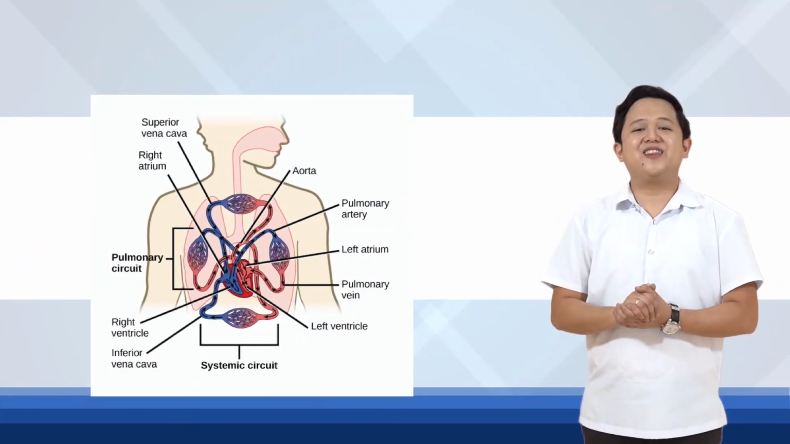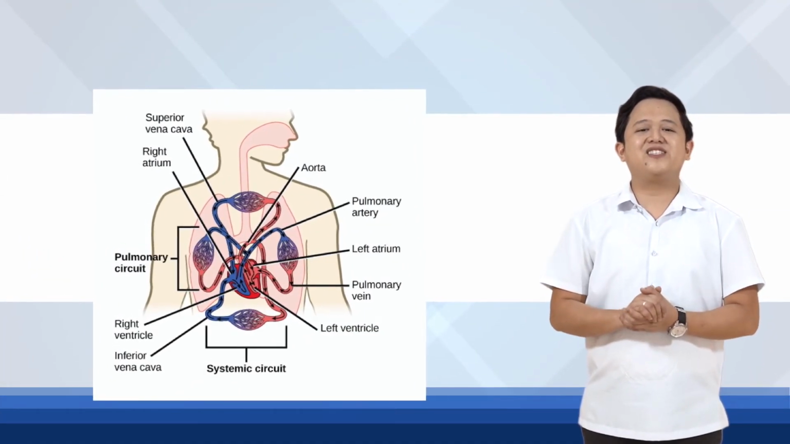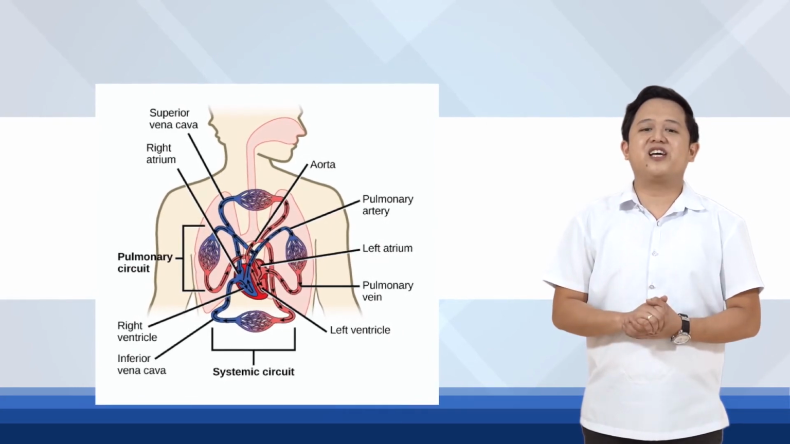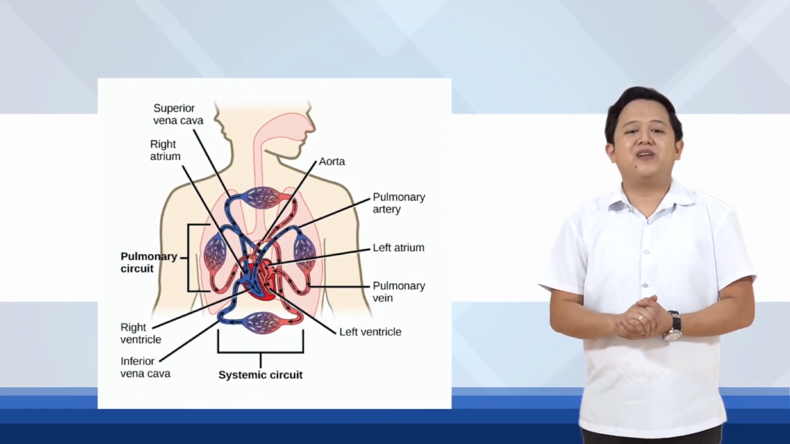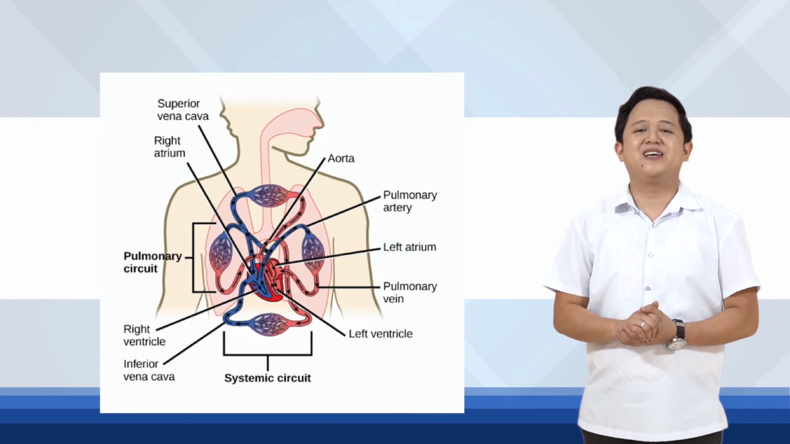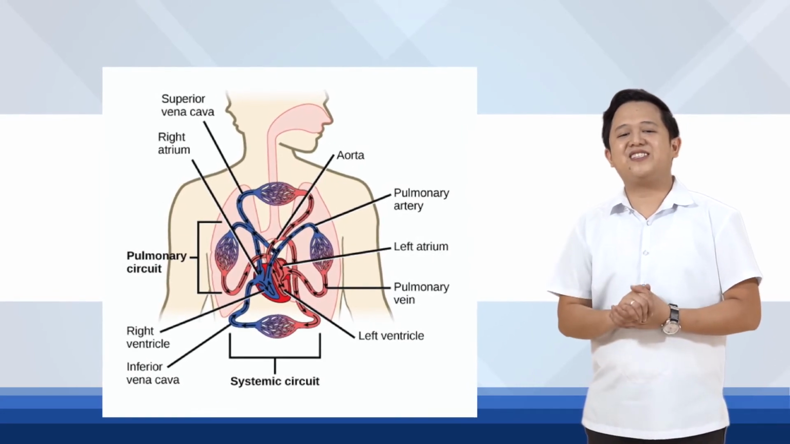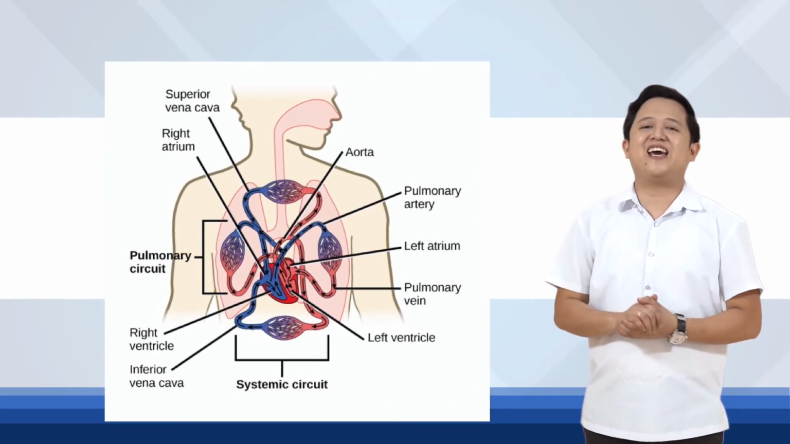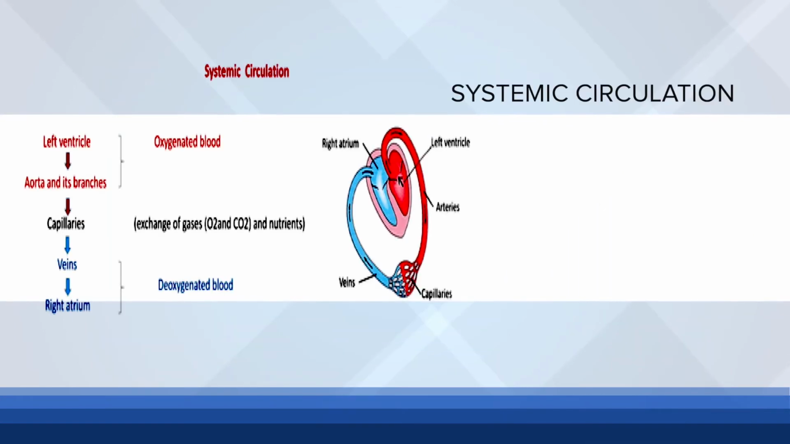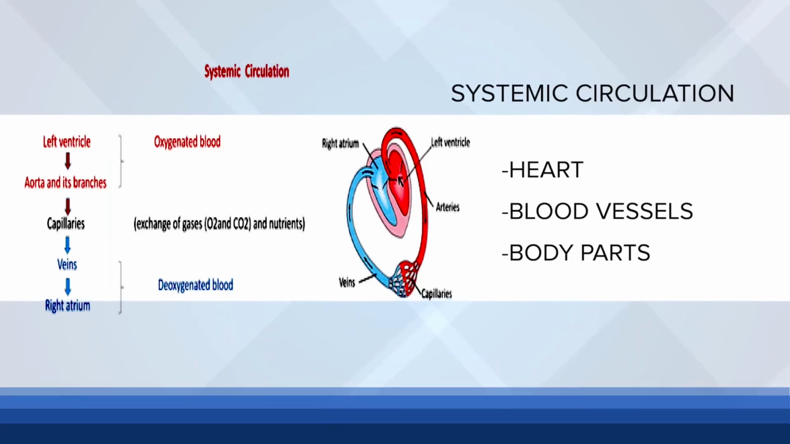Pulmonary circulation, therefore, transports oxygen-poor blood from the ventricle to the lungs, where blood picks up the new blood supply. Then it returns the oxygen-rich blood to the left atrium. While systemic circulation involves the heart, blood vessels, and all the body parts. The systemic circulation provides the functional blood supply to all the body tissues.